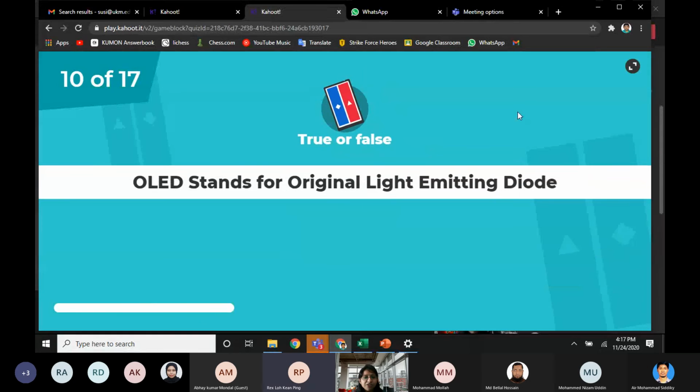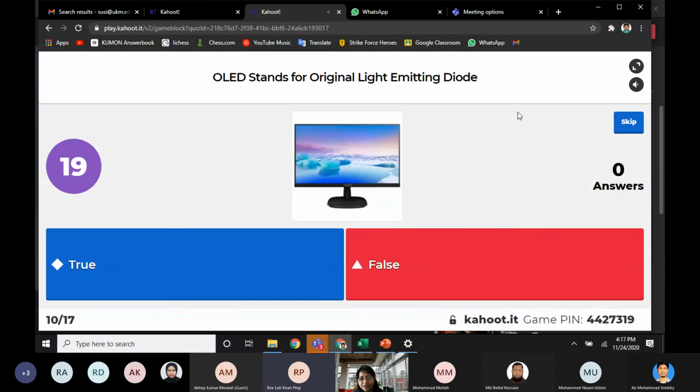Question number 10, true or false? OLED stands for original light emitting diode.